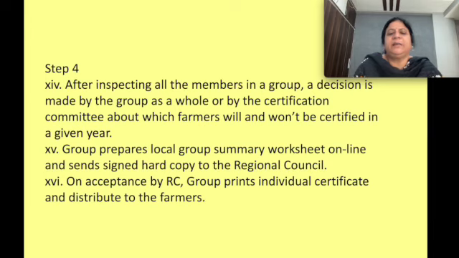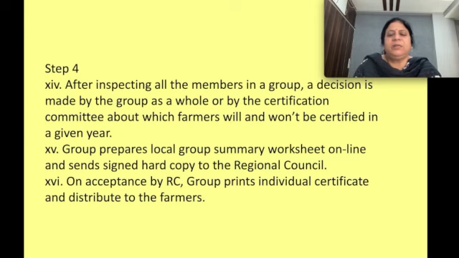After inspecting all the members in a group, a decision is made by the group as a whole or by the certification committee about which farmers will be certified in a given year, which farmers' produce will go for certification and which farmers' produce will not go for certification. It is a group collective decision.